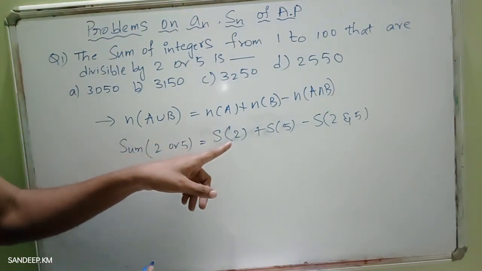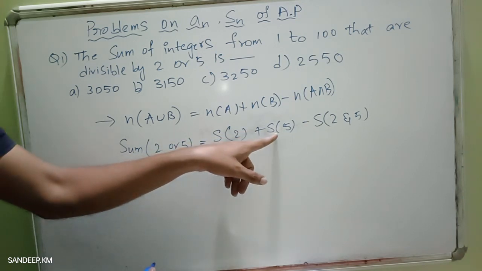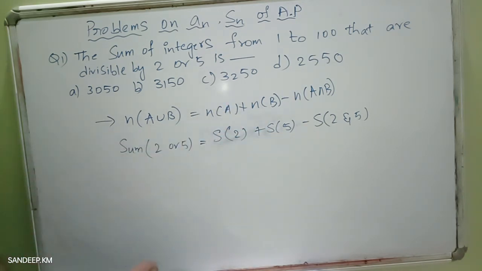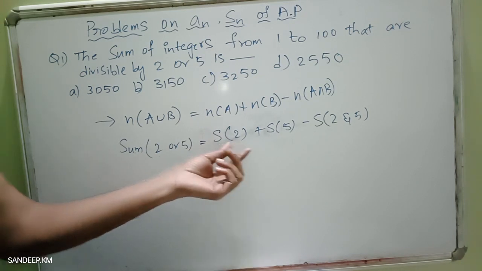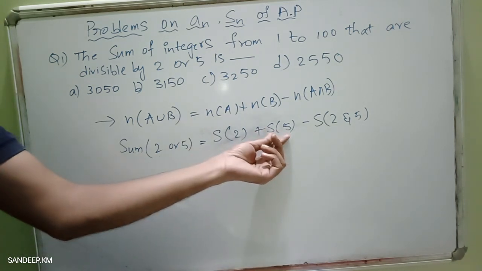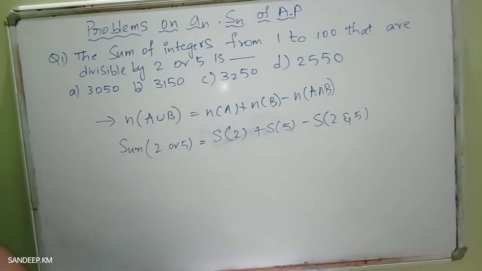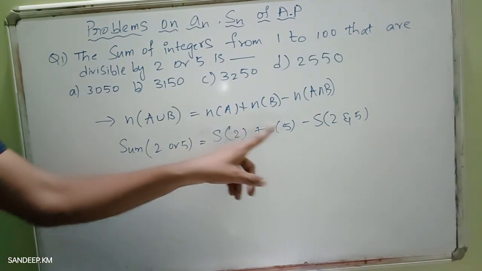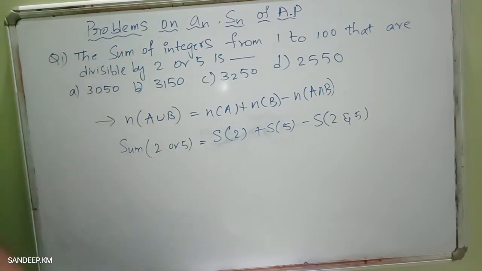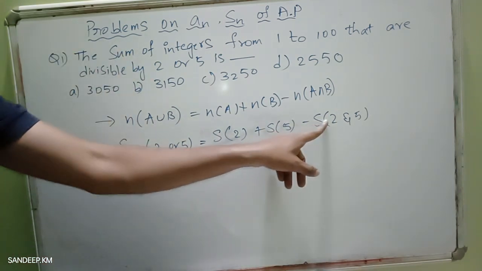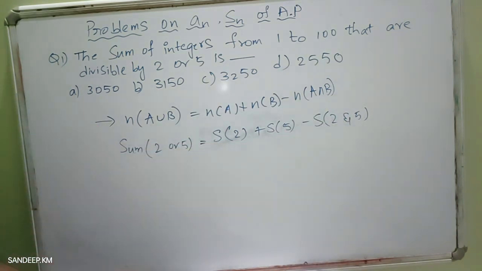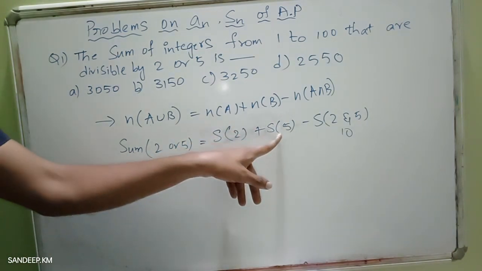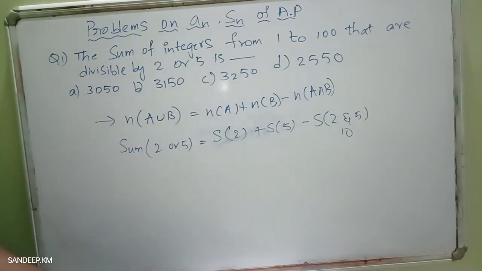What does it mean? I'll take all the numbers divisible by 2. Next, I'll take all the numbers divisible by 5. But if you observe one thing, in the multiples of 2, I have multiples of 10. In multiples of 5 also I have multiples of 10. It means that I have taken the 10 multiples here and also here. I have taken them 2 times, so I am supposed to remove them 1 time. That means minus the sum of the numbers divisible by 2 and 5. 2 and 5 means numbers divisible by 10. So the sum of the numbers divisible by 2 plus the sum of the numbers divisible by 5 minus the sum of the numbers divisible by 10.